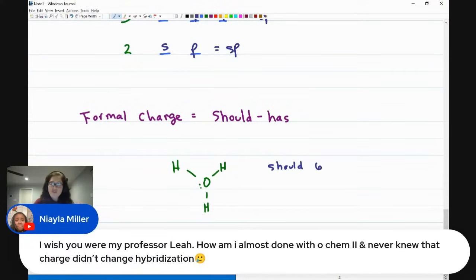How many does it have directly attached, touching that oxygen? 1, 2, 3, 4, 5. It has 5. 6 minus 5 is +1. That is the formal charge of +1.